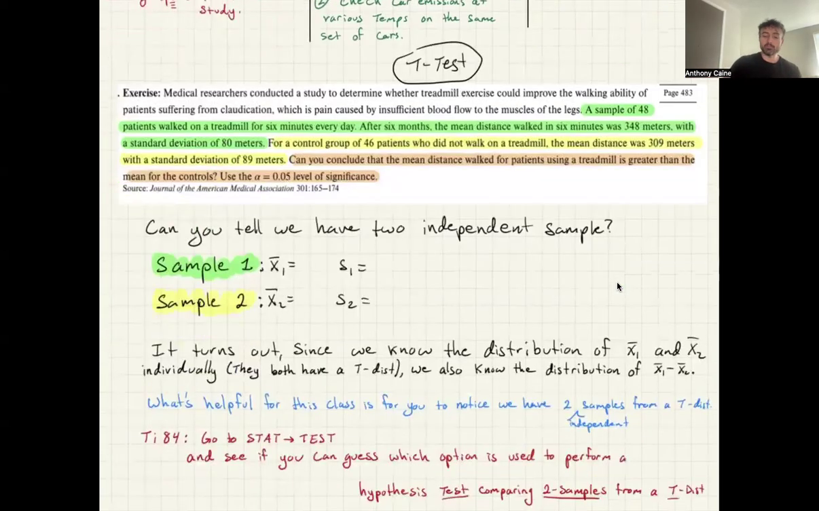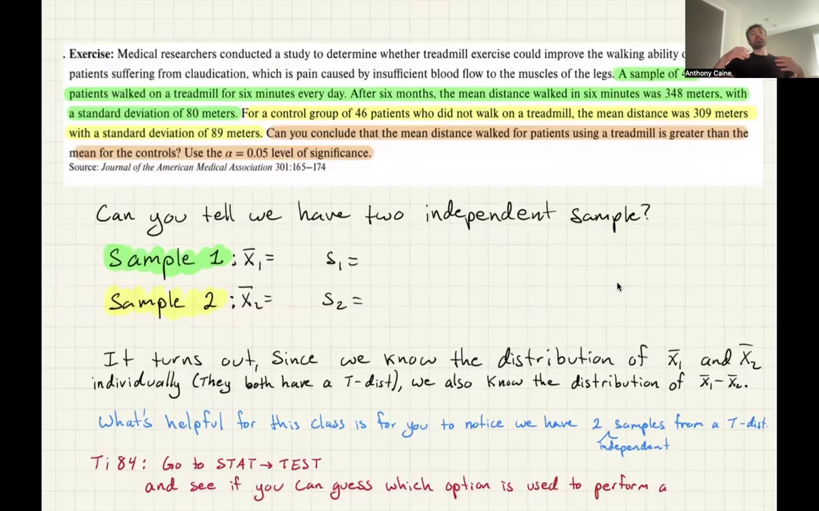The first type of thing that we're going to see. So 9.1, you will hopefully when you read the problem, see a similar type of thing that we saw with t-tests. So in this case, if we sort of read along, medical researchers conduct a study to determine whether treadmill exercise could improve walking ability of patients suffering from this thing, which I had to Google, and it's a condition with pain caused by insufficient blood flow to the muscles. Is that what it was when I Googled it? It was a few days ago. I don't know. Okay, a sample of 48 patients walked on the treadmill for 6 minutes every day. After 6 months, the mean distance walked in the 6 minutes was 348 meters with a standard deviation of 80.